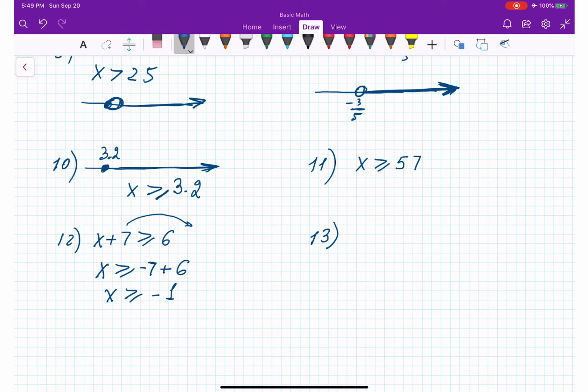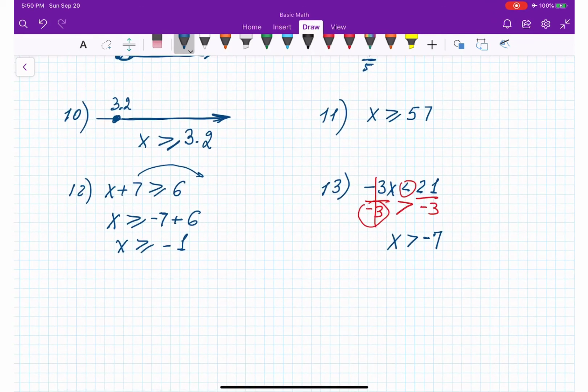Question number 13. -3x less than 21. So to find x, what do we have to do? We need to divide by -3, right? But here is the thing. Every time you divide by a negative number, it's going to affect this sign also. So it's going to flip to the opposite sign. What was less will become more. So the answer will be x is greater than -7, right? 21 divided by -3.